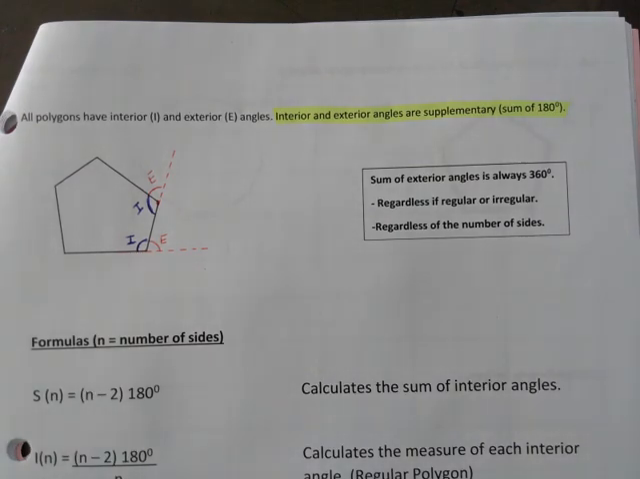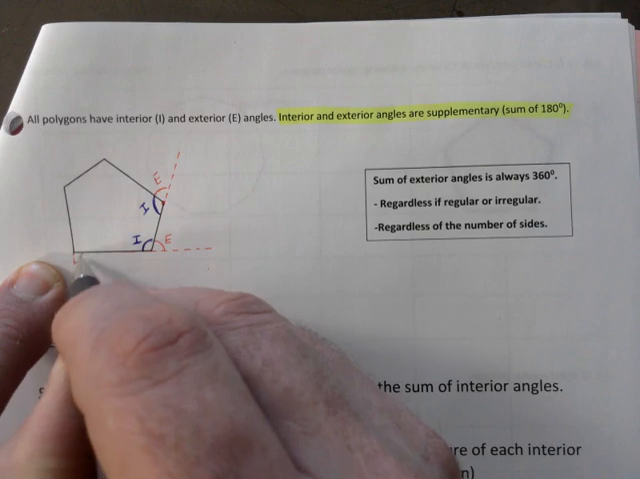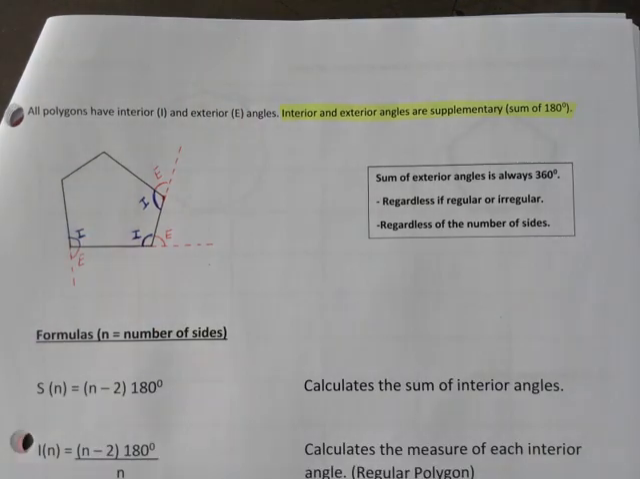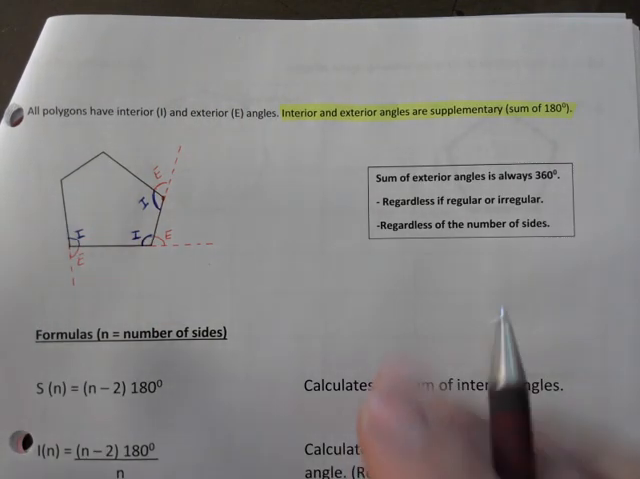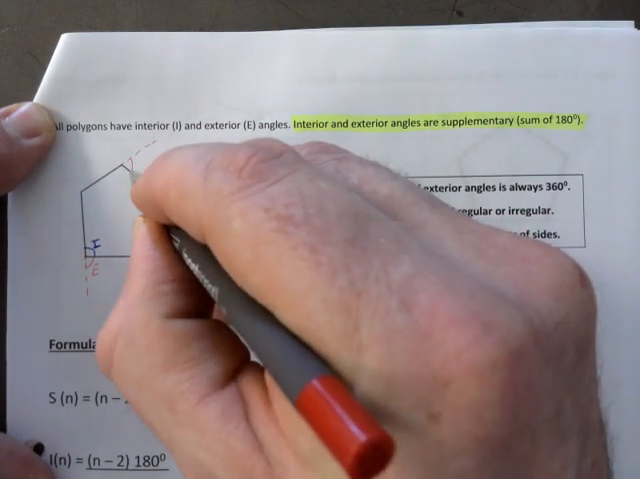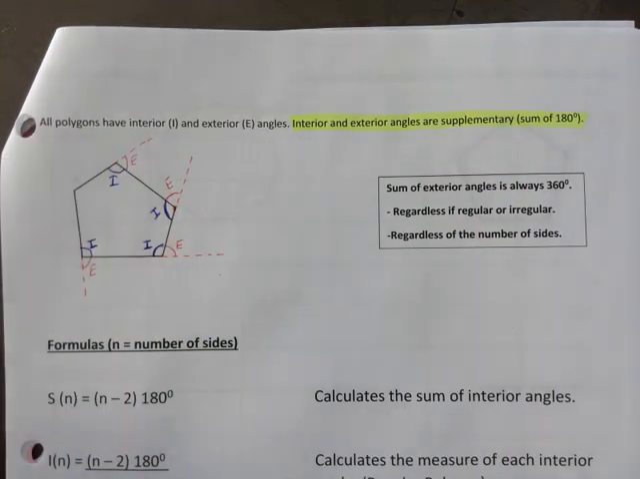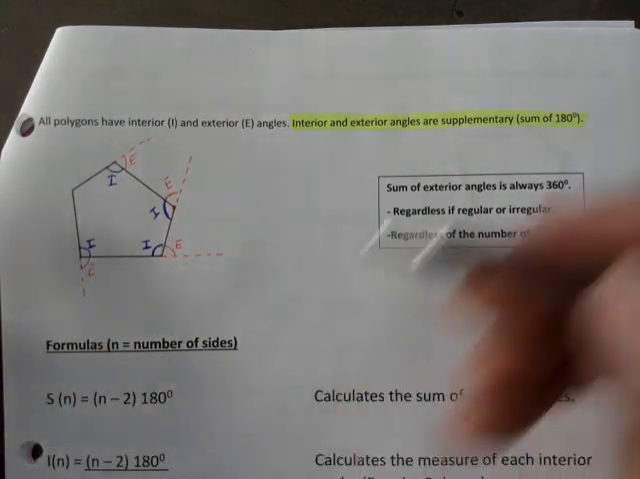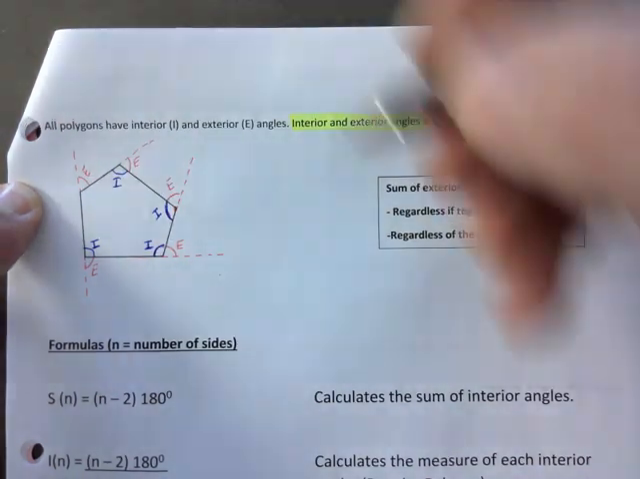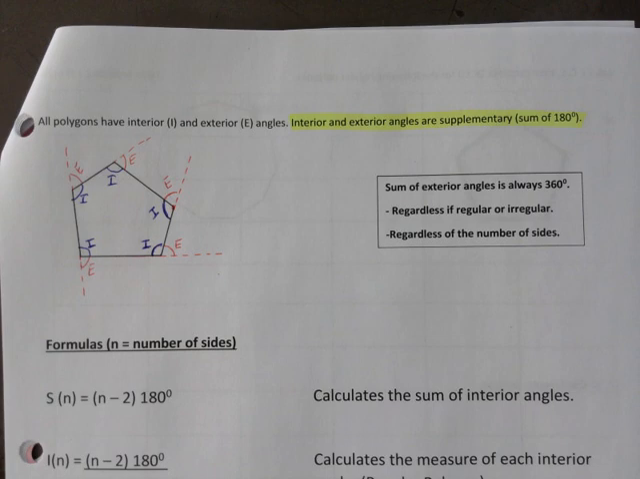Let's do it one more time. Let's go to this corner here. That's the exterior. That's the interior. Then go to this corner up here. That's my exterior. And that's my interior. I think I want to make a point right here before I move on.